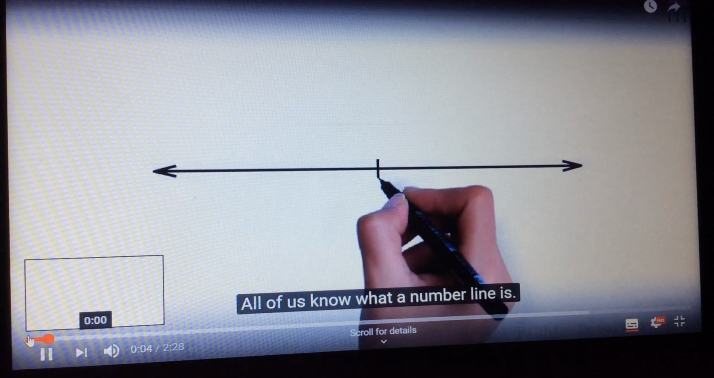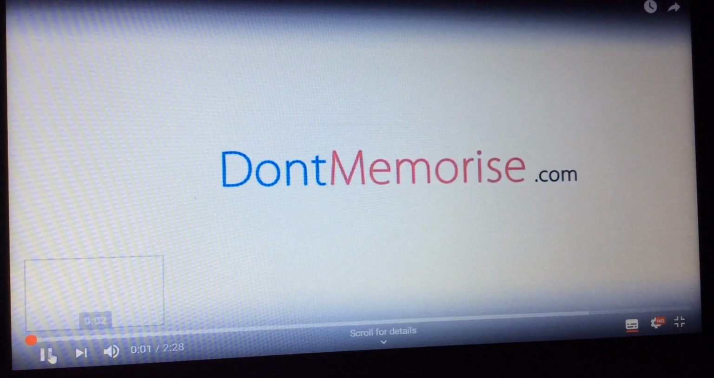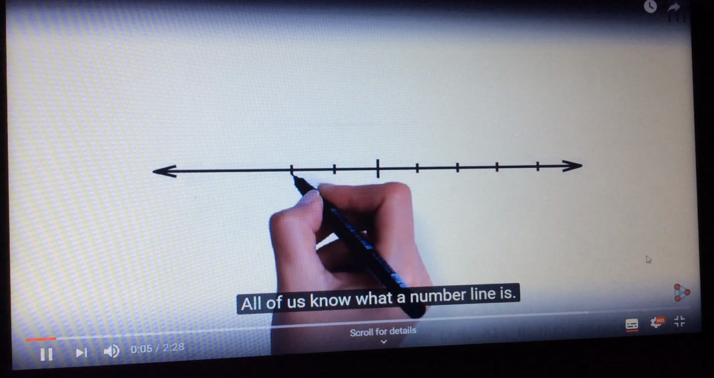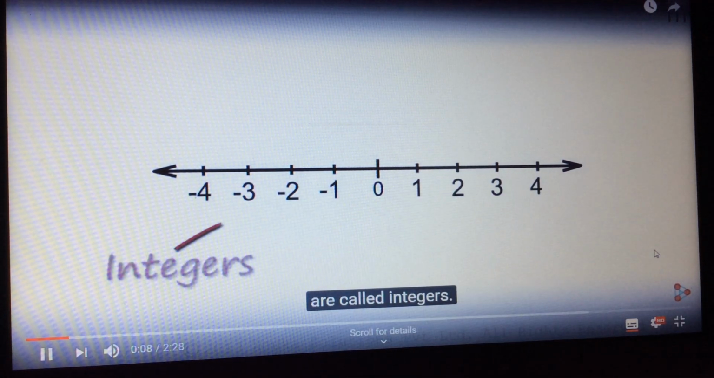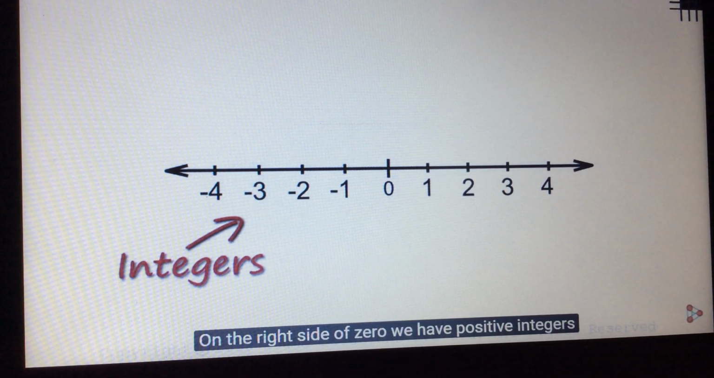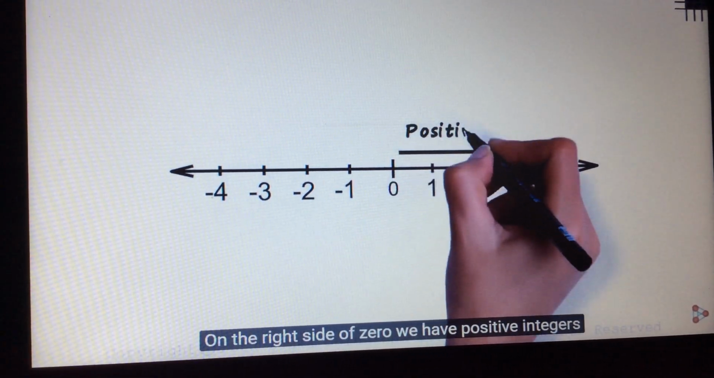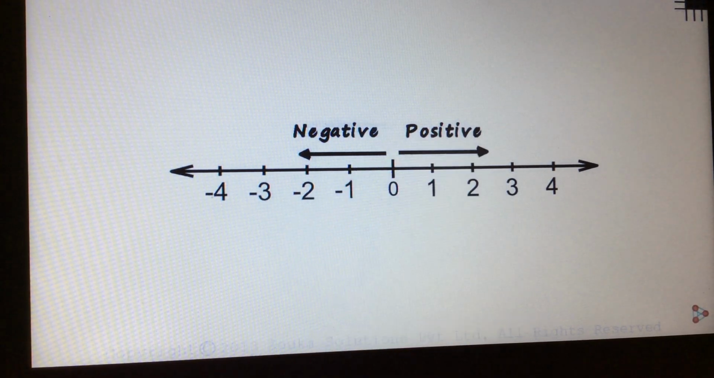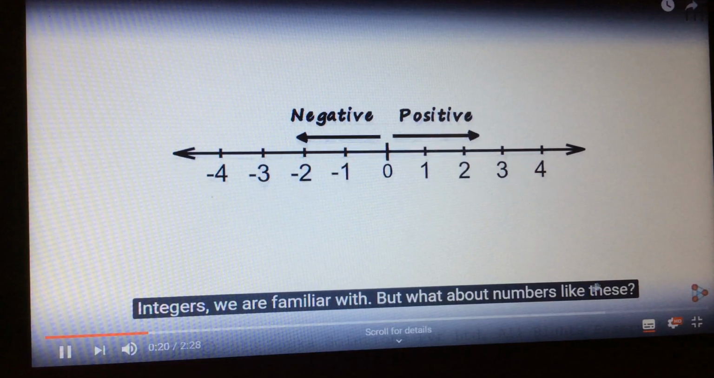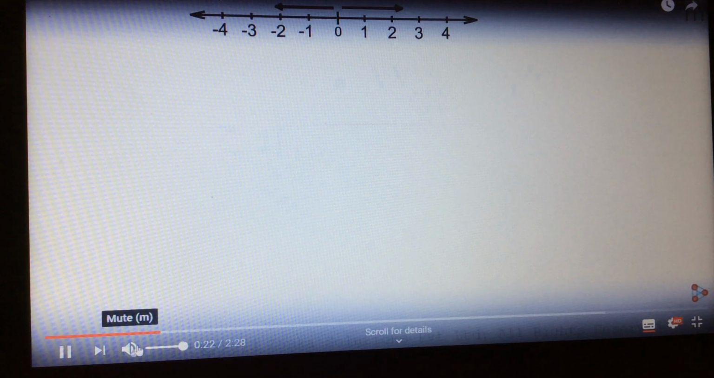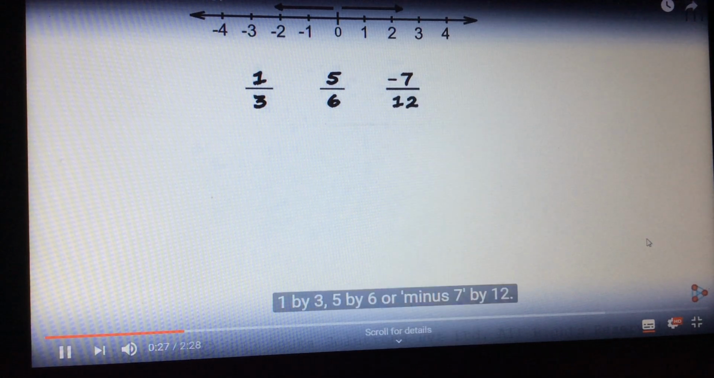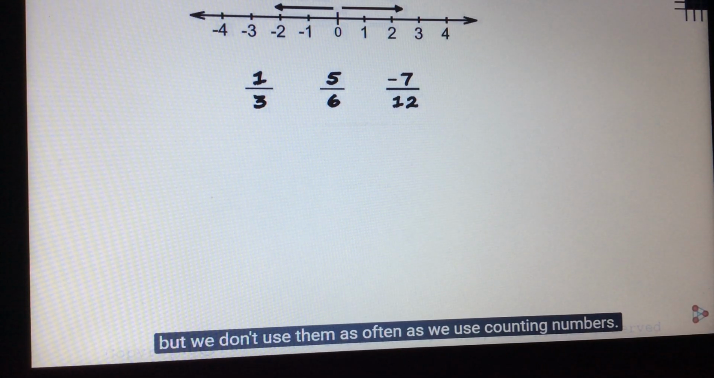All of us know what a number line is. And all of us know what a number line is. And the numbers we see here on the number line are called integers. On the right side of 0, we have positive integers, and on its left, we have negative integers. Integers we are familiar with, but what about numbers like these? 1 by 3, 5 by 6, or minus 7 by 12. Each of these are numbers, but we don't use them as often as we use counting numbers.